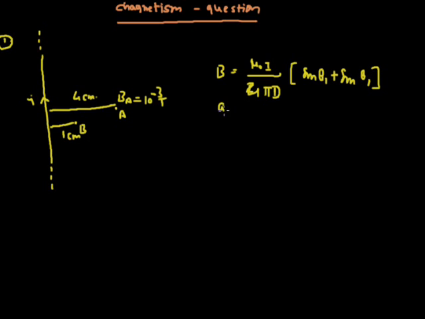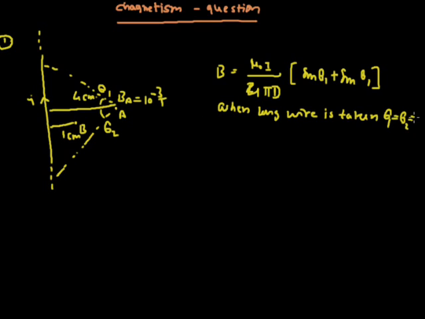When a long wire is taken, obviously theta 1 is the angle made by this point with this end of the wire. Okay, this is theta 1 and this is theta 2. So when a long wire is taken, theta 1 equals theta 2 equals pi by 2. So simply the value will be mu naught I upon 2 pi d.